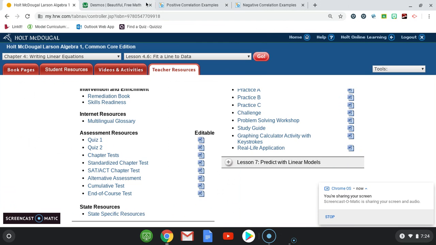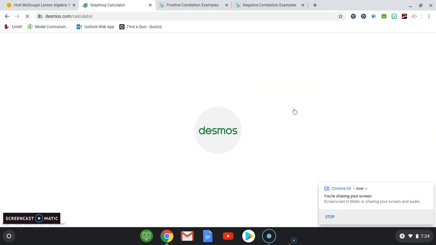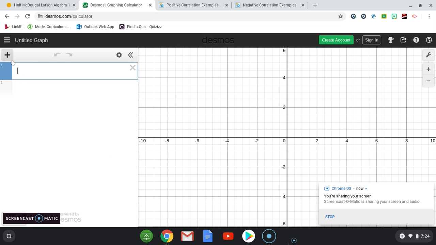And we're going to go over to DESMOS.com. So if you go to DESMOS.com and click on Start Graphing, and over here there's a plus sign. When you hit a plus sign, you can add a table. So we're going to add a table so we can type in the data that we have right there.